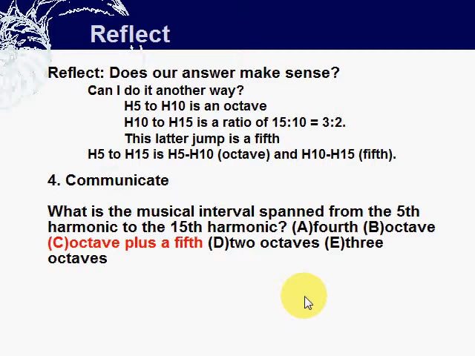I have to be outside the octave, greater than it, but not quite 2 octaves, because 2 octaves would be doubling twice. 1 octave is a double, 2 to 1, and if I double the 2, I get to 4. See, 2 octaves is 4 to 1. So I have to be between 1 octave and 2 octaves. There's only one choice, C.